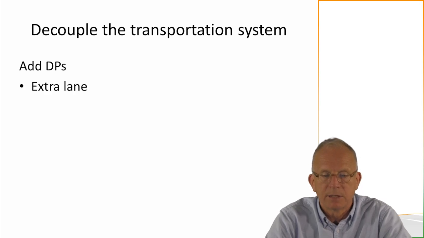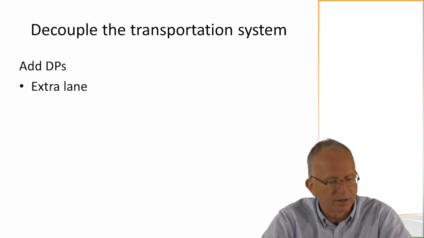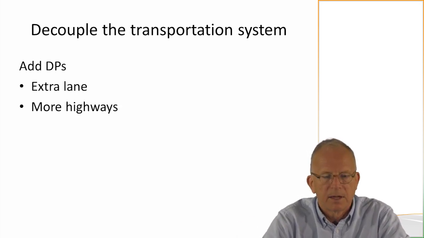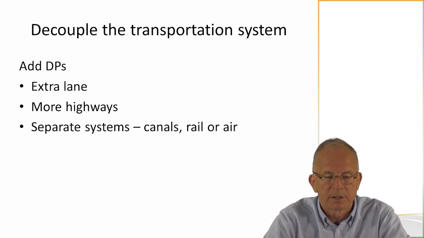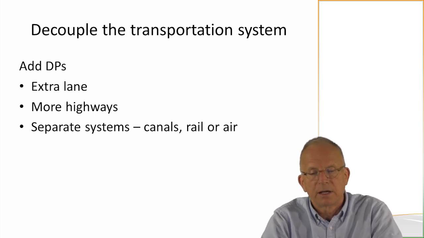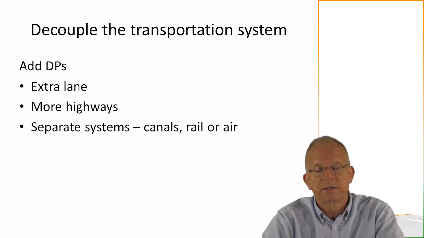Well, we could add some DPs. Sometimes you add an extra lane and you don't allow the trucks in there, so now we've got a separation. We could add more highways, and this might be advisable in some places. Or we could have separate systems, like canals or rail or air, and then we could have separate trains, separate tracks or something. But these all require investment in infrastructure.